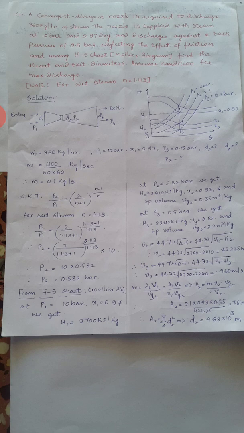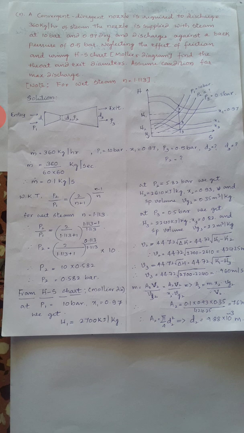Now we have to find out V2 and V3. V2 equal to 44.72 square root of delta H, that is equal to 44.72 square root of h1 minus h2. Therefore V2 equal to 44.72 square root of 2700 minus 2610, equal to 424.25 meter per second. V3 equal to 44.72 square root of delta H, 44.72 square root of h1 minus h3. V3 equal to 44.72 square root of 2700 minus 2240, that gives 960 meter per second.